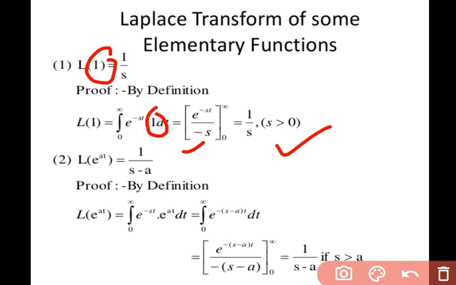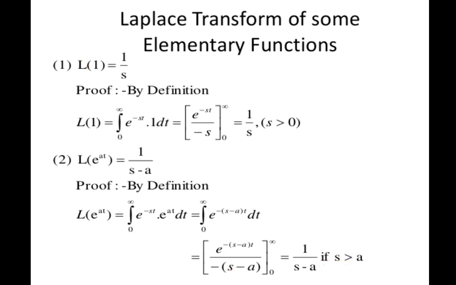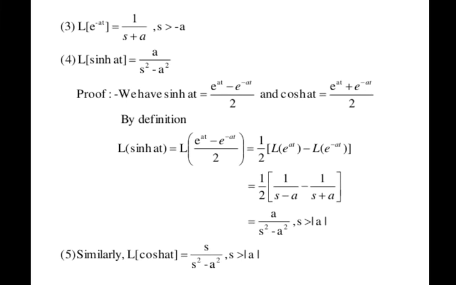Also, the Laplace transform of e to the power at equals 1 upon s minus a. We can prove it by definition. This can be written like this, and after integrating and applying the limit, finally we get 1 upon s minus a. Here also s is greater than a. Laplace transform of e to the power minus at is similarly 1 upon s plus a, where s is greater than minus a.